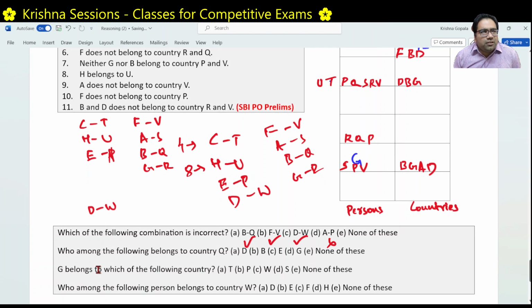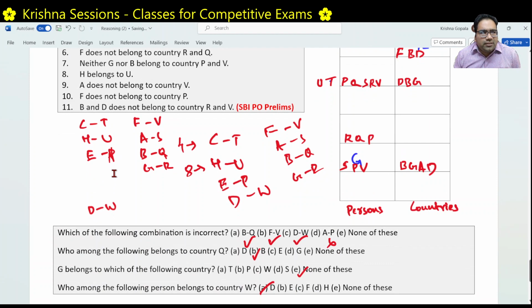Next one. Who among the following belongs to country Q? It is B. Country Q is actually B. G belongs to which of the following? G belongs to R. R is not given, so none. Among the following, which person belongs to country W? W is actually D.